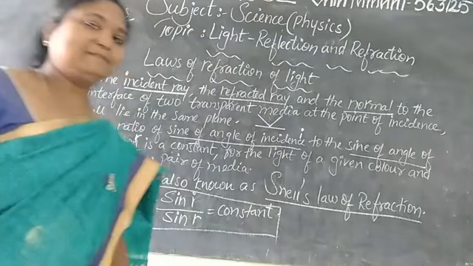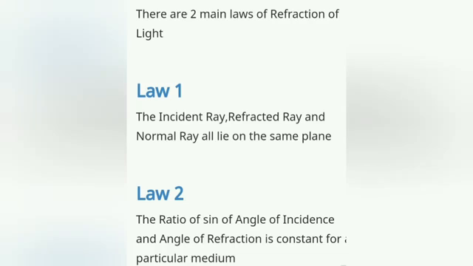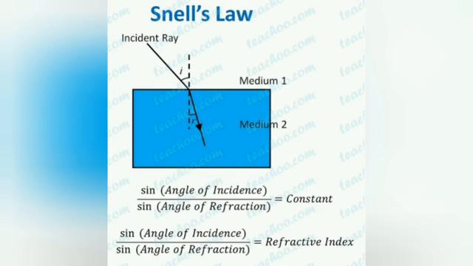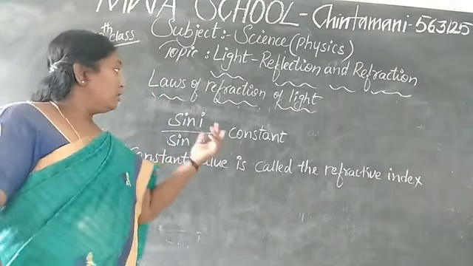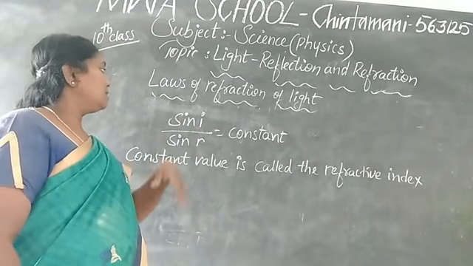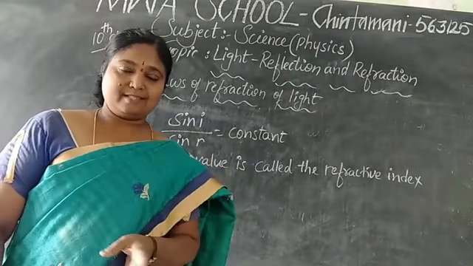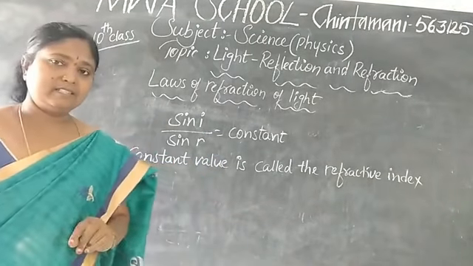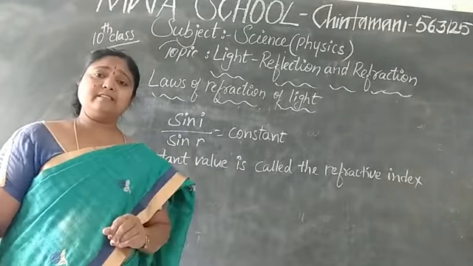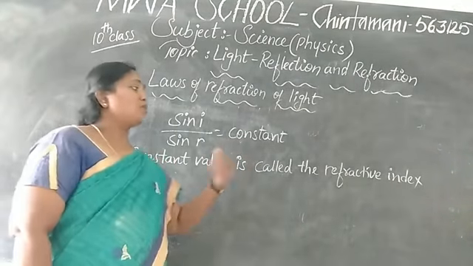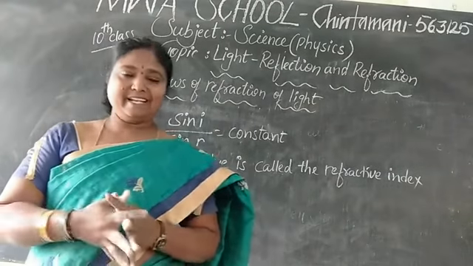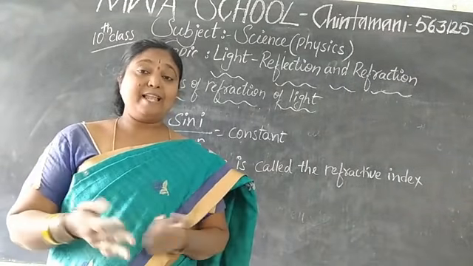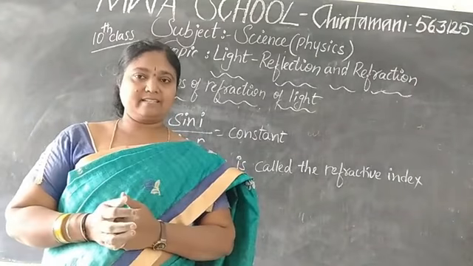Okay? Next. So, sine I by sine r is equal to constant. This is called the Snell's law of refraction. Is it? Then what do you mean by constant? Constant value is called the refractive index.